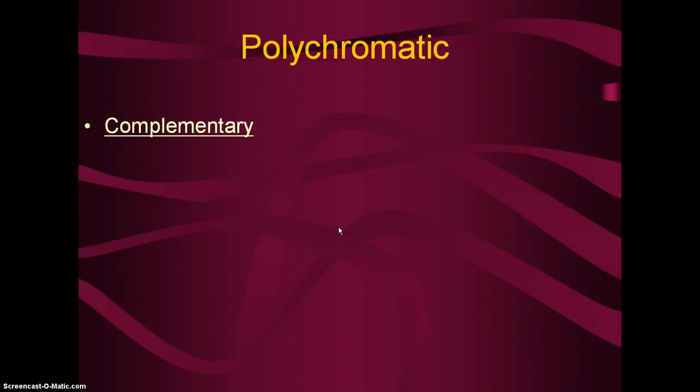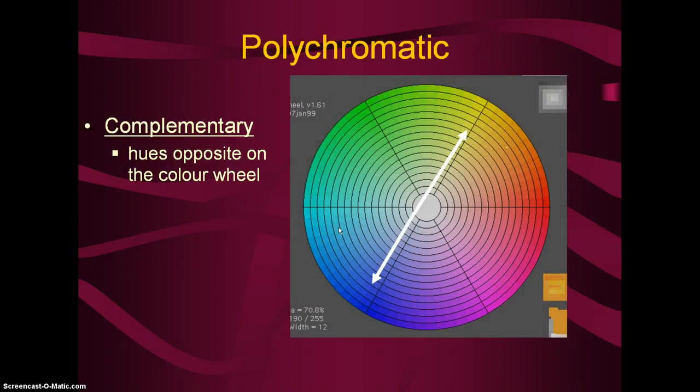Polychromatic, on the other hand, is when you have many colors from the color wheel in your landscape. Now, some people just will put anything in there and it doesn't matter, but if you're thinking about things that actually match, like trying to match your clothing, you can use the notion of complementary colors. These are hues that are opposite on the color wheel.